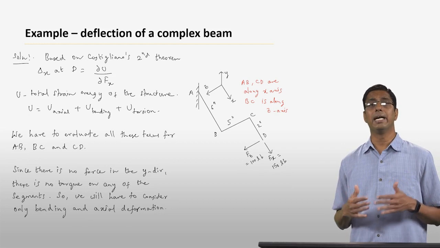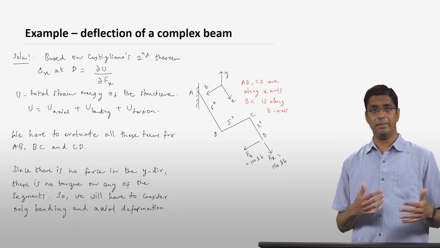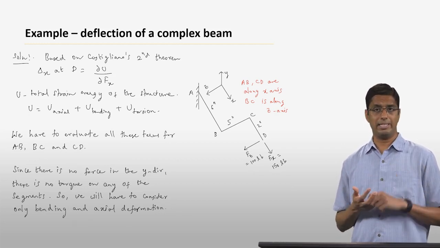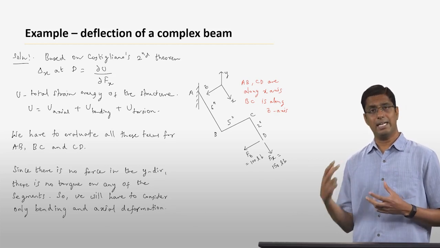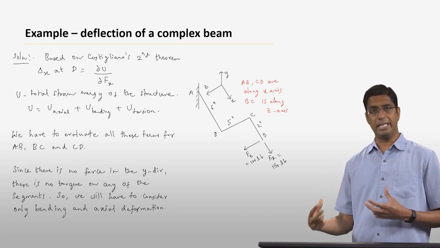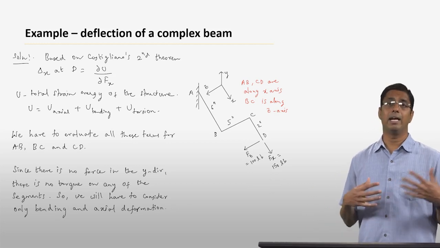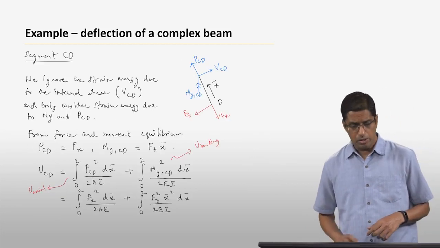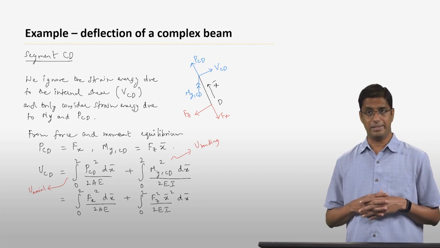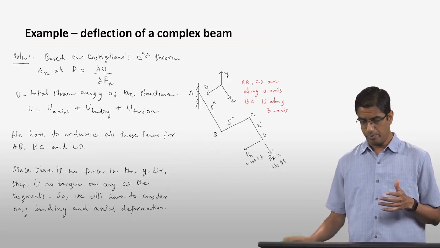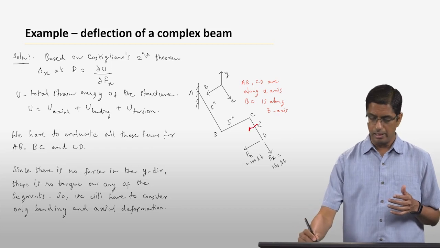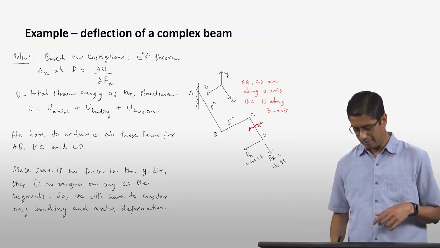So we are going to look at each segment, one segment at a time, and find out what is the axial deformation and what is the bending deformation in each of the segments, and calculate the appropriate strain energy in each segment, and then add them all up. So let's first look at the segment CD. What I have done is I have taken a cut between point C and point D, and I'm looking at the free body diagram.